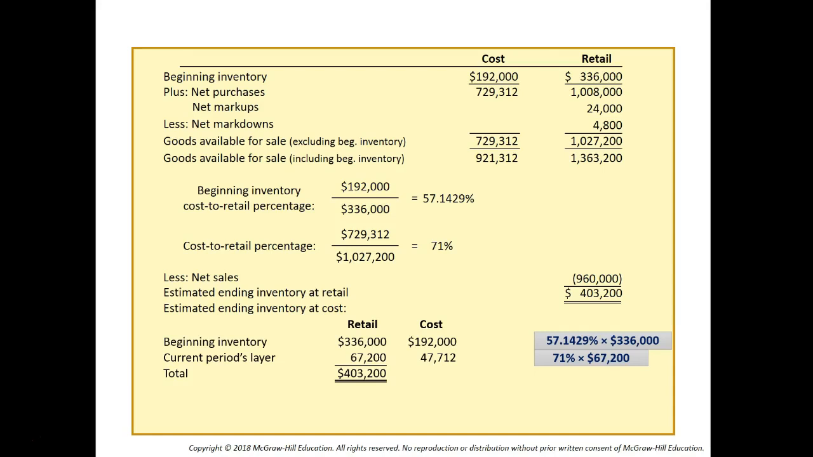The current period's layer during the year of 47,712 shows the cost of 239,712. Therefore, the estimated cost of goods sold will be $681,600, which would be the goods available for sale minus the 239,712.